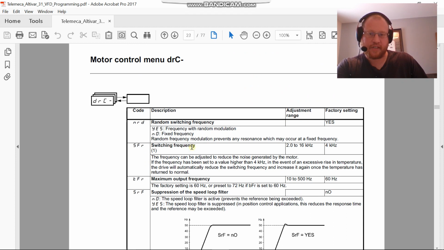Okay, here's switching frequency again. Some parameters will occur in multiple menus. So this is the same parameter, just occurring in a different menu. Maximum output frequency. This is parameter TFR. This drive can simulate a frequency to the motor of up to a maximum of 500 hertz.